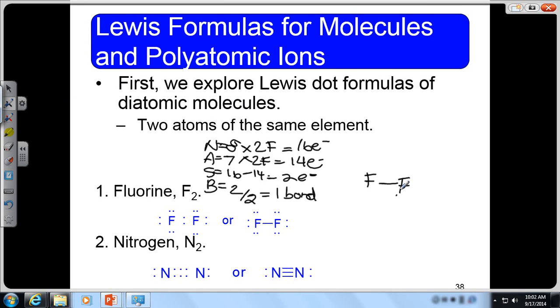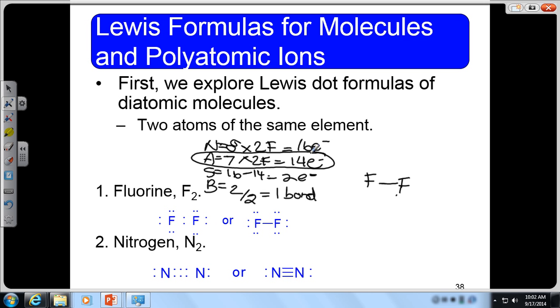Okay, but we're not done, right? Because how many electrons have we shown here? 2. And we're supposed to have how many? Not 16, how many? 14. Remember this right here? That's our main focus. Okay? So we need 14 electrons shown.